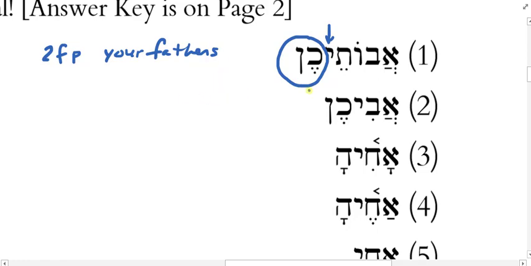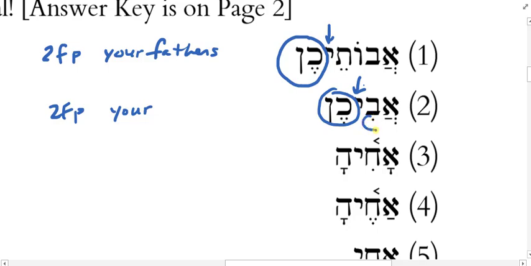Okay? Now, let's compare that with avichen. What's the pronoun? Which part of this? It's ken. Okay, good. So, that's which pronoun? Same one, right? 2FP. And that means that we're going to translate this as your. But now the question is, is this one or many fathers? Look, there's a yod here, so this must be plural, right? No, it's singular. How do I know it's singular? There's a yod there.